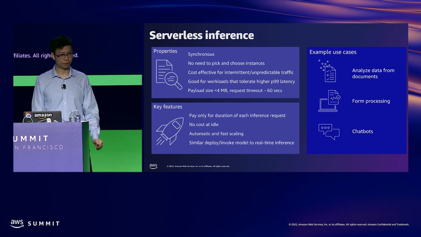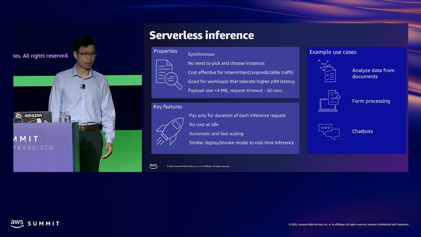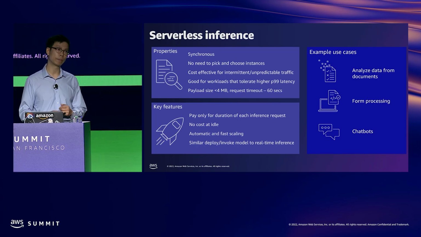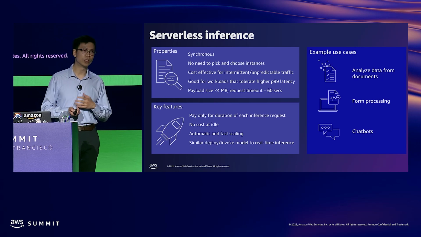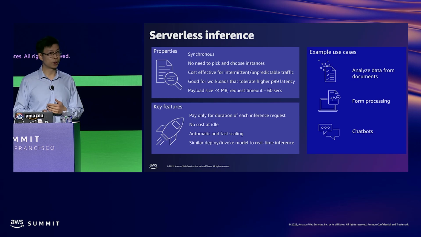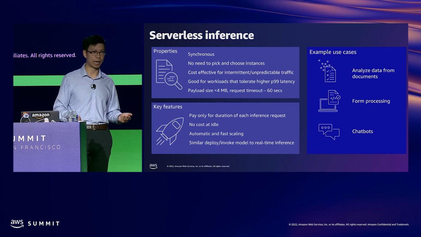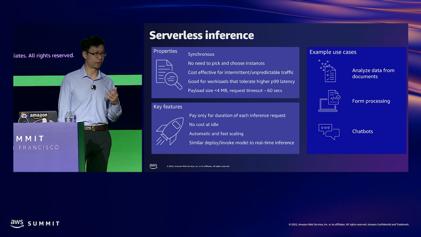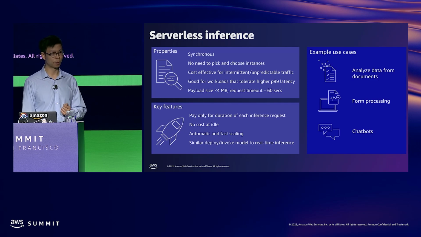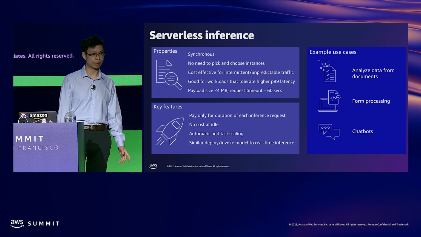Next, we have serverless inference. This actually went GA just earlier today. And similar to real-time inference, it is a synchronous inference option. But in this case, you don't need to pick any instances. You just need to tell us how much memory you need access to. And because there are no instances, you only pay for the duration of your inference requests. This means when your endpoint isn't serving any traffic, there's no cost for you. We'll automatically scale up and down in response to the traffic that your endpoint is seeing.